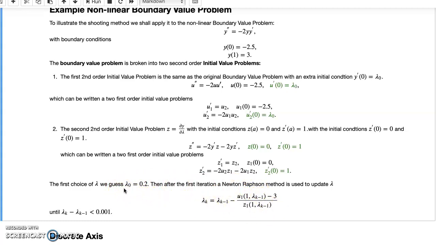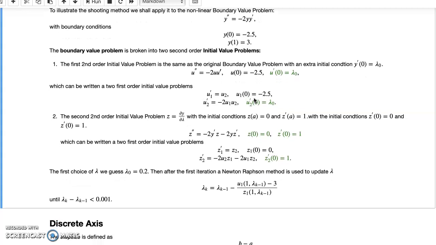So here I choose a guess of lambda naught equal to 0.2. How to choose lambda naught? I'm sure there are a couple of educated guesses. You can go, okay, since y naught is minus 2.5 and y1 is 3, it must be increasing, so let's have a positive derivative. That's not a bad place to start. Probably you could do something like 3 minus minus 2.5 divided by 1, so you could even start with 5.5, a positive number. It doesn't really matter where you start. And we will run this for as many iterations as possible until the two lambdas are within a tolerance of 10 to the minus 3.